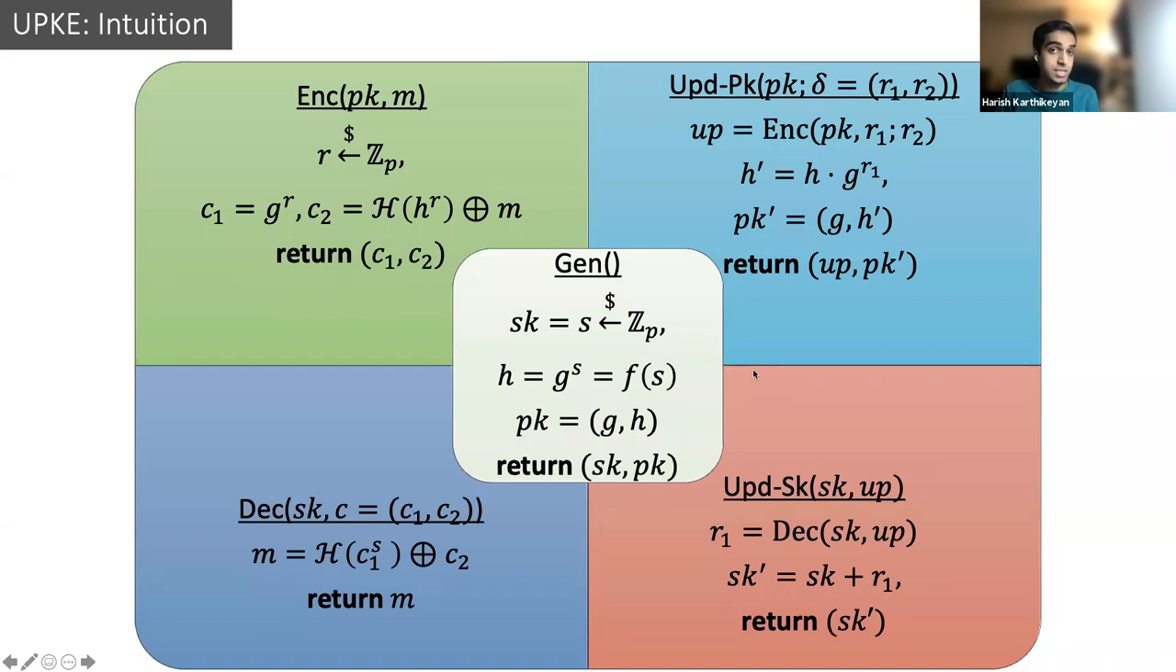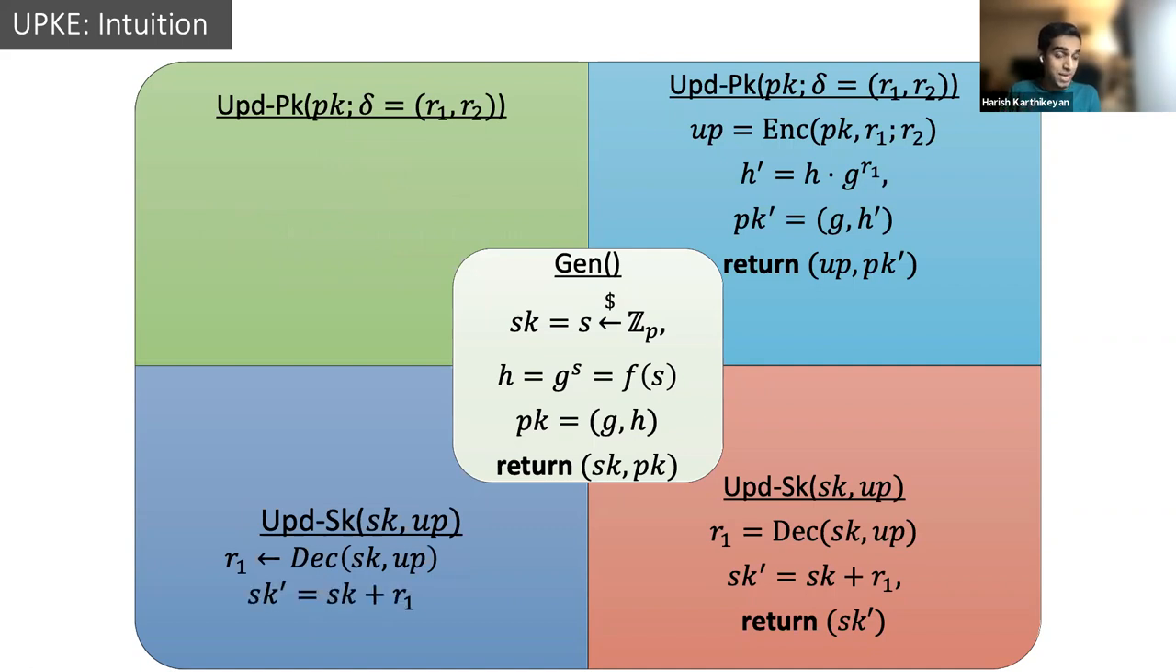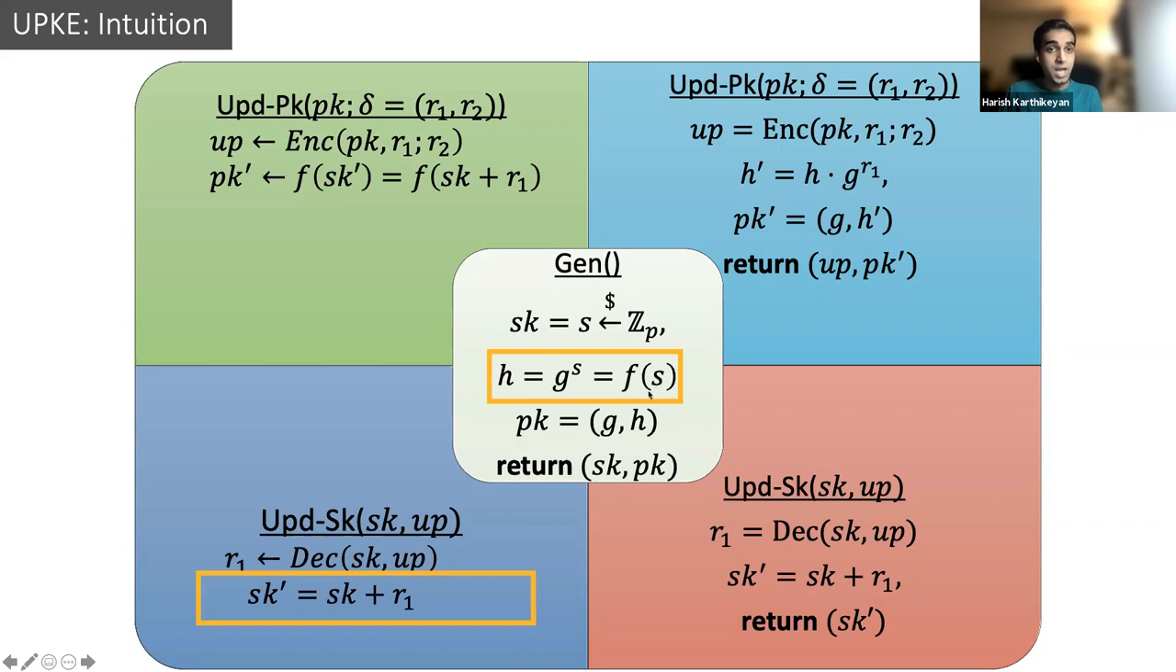Now, what is the intuition that's happening here? Let's just take a very zoomed out look. Update public key is basically this. Think of it as there is some secret key offset R1, which you can use to update SK prime as SK plus R1. That's the key idea here. So now somehow the update PK should communicate R1 so that the receiver can decrypt it to recover the offset. And the key idea here is that it uses a homomorphism property, where the public key component H is nothing but G to the S, which is a function F of S. So F of SK star F of R1 is basically PK times F of R1, this times being the star operation. So there is some kind of homomorphism. And for us, it's very simple: PK times G to the R1.